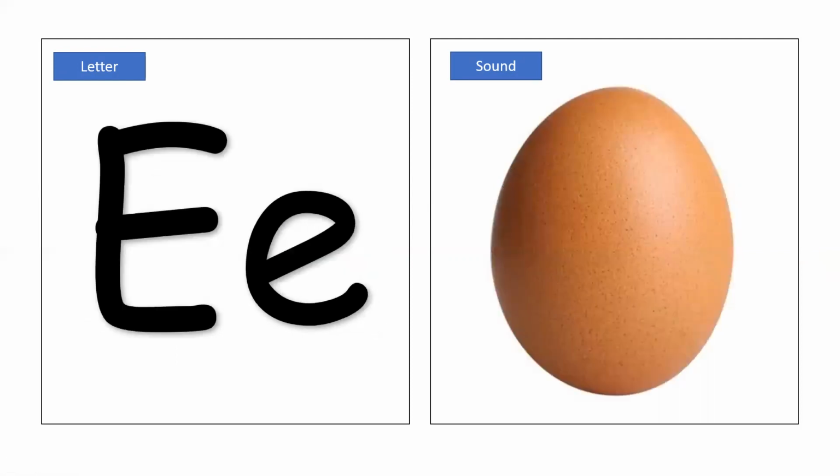Let's look at the letter E now. The letter comes from the alphabet, A, B, C, D, E. But the sound that we use for reading comes from the picture. What is this picture of? It's of an egg. What's the starting sound? Egg. The starting sound is E. Then the letter is E and its corresponding sound is E. Vowel letter E, sound E.